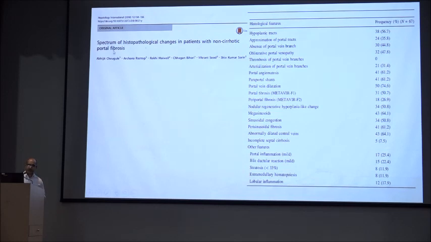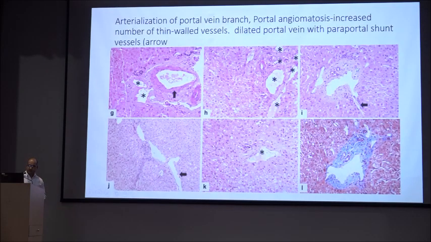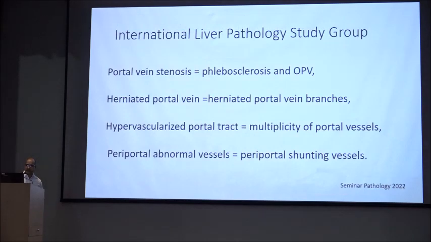Again, this is a study from our department, and it shows the spectrum of histological changes. Most of the histological changes we have discussed, and some lesser encountered or lesser defined features can be approximation of the portal tract, atretic portal tract, arterialization, aberrant vascular proliferation outside the portal tract, that is portal angiomatosis, and dilated portal venular structures. They can be less defined in case of NCPH or PSVD.